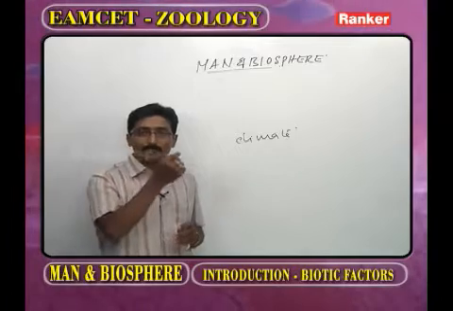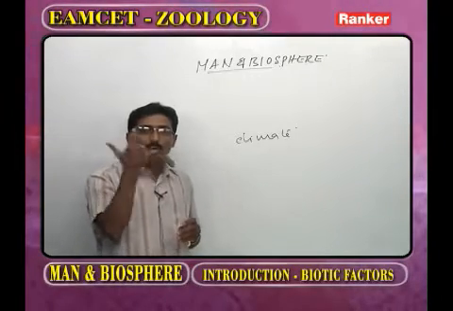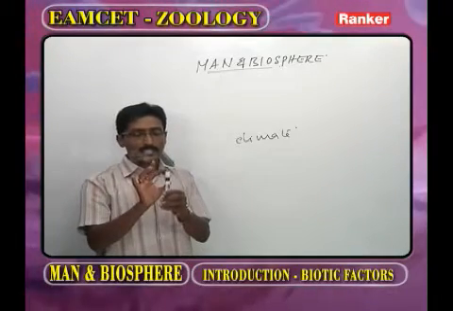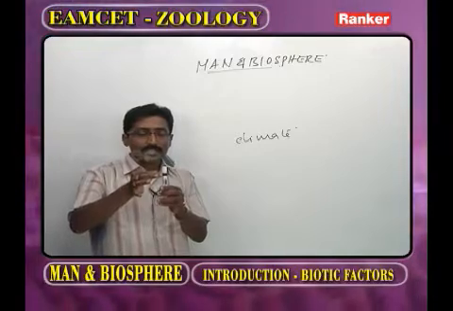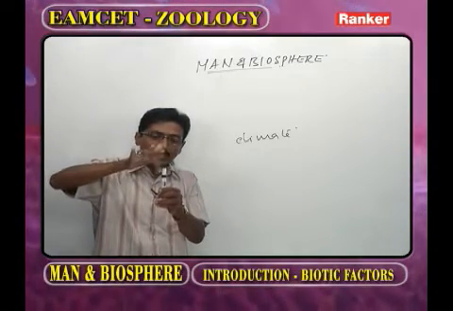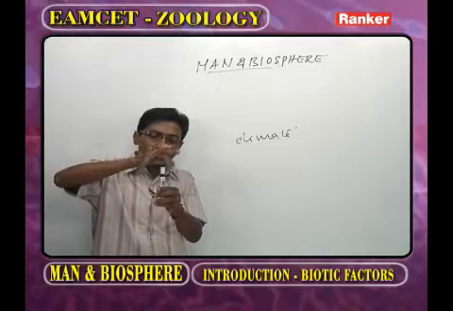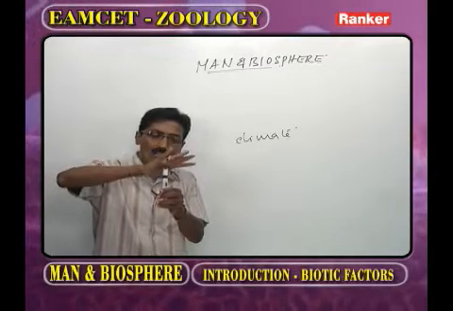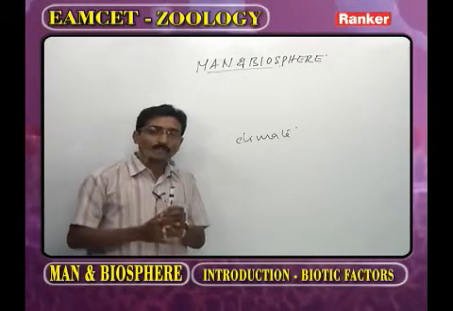The climate present immediate to the body of an organism. This is the body of an organism. Around the body of an organism, the climate is present. The climate immediate to the body of an organism, that we call microclimate.